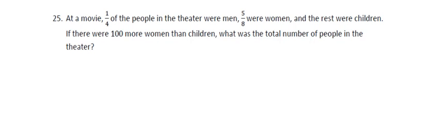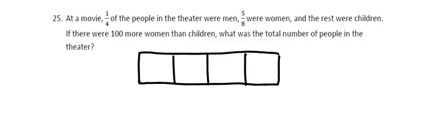In problem number 25, at a movie, a quarter of the people in the theater were men, and 5/8 were women, and the rest were children. So we're going to start off by making a fraction bar that's broken into fourths, but we also need it to be broken into eighths, and eighths is again just taking each fourth and breaking it down into halves, where 1/4 would be one solid square and 1/8 would be a half of a solid square.